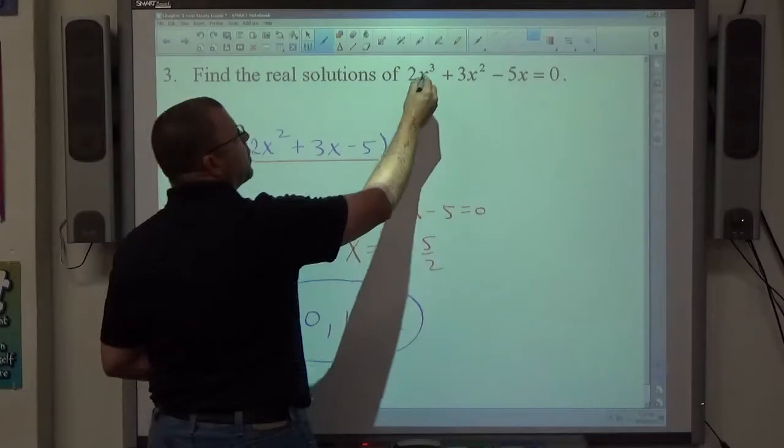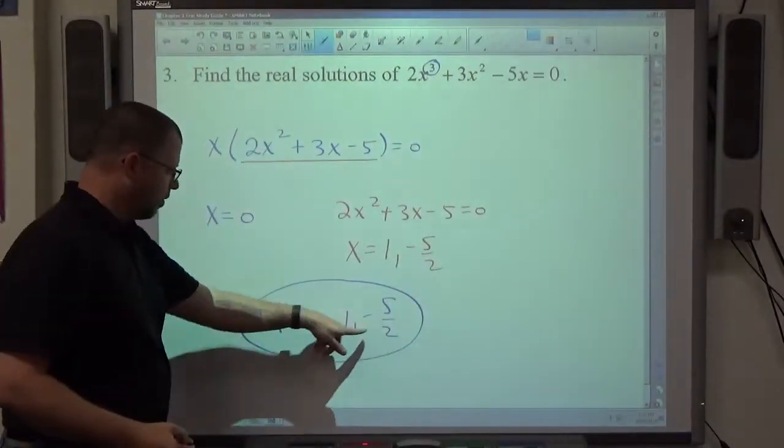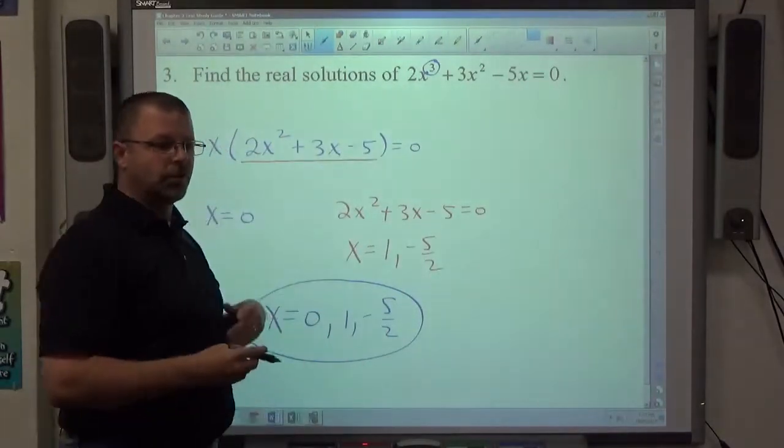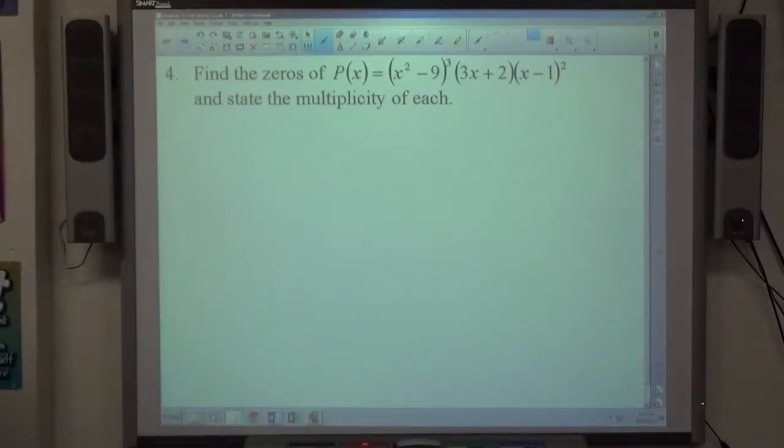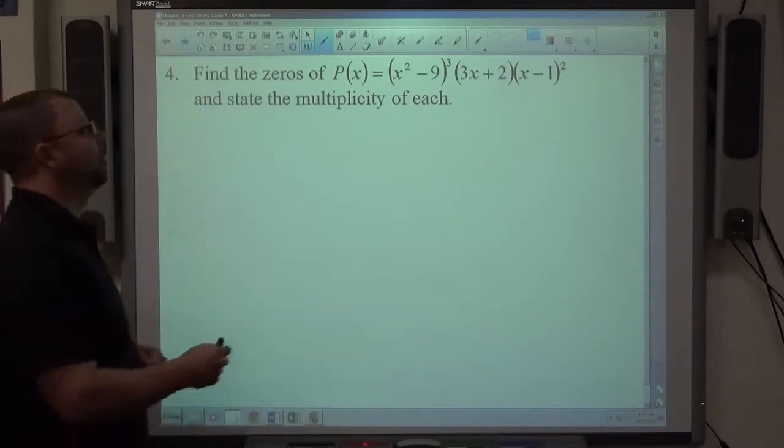The highest power represents the number of answers possible. You can see we got 3 answers. Highest power of 3. That ensures that I've found all of them. Number 4, find the zeros of p of x equals x squared minus 9 to the third times 3x plus 2 to the first times x minus 1 squared, and state the multiplicity of each.